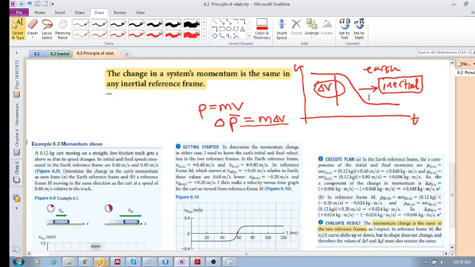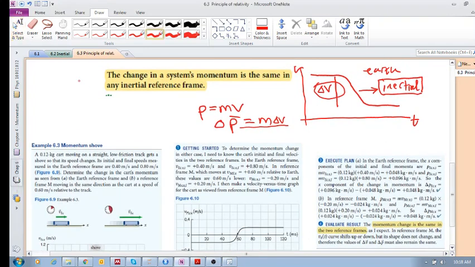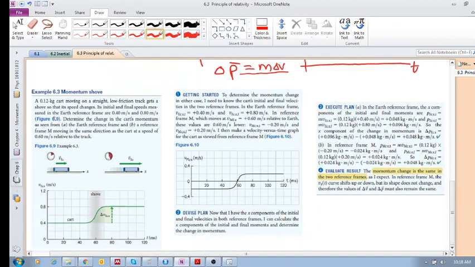All right, now let's do this example, which will reinforce this idea. Here's what we're trying to see. The change in a system's momentum is the same in any inertial reference frame. So let's have a look at this example, example 6.3.